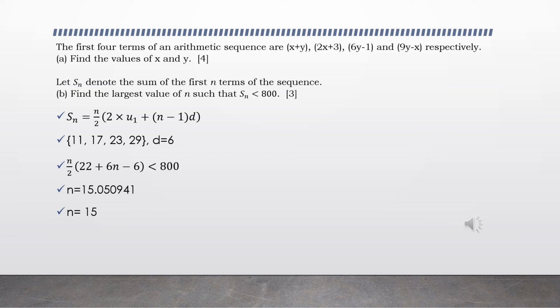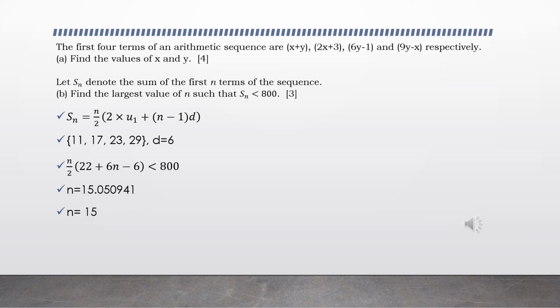So we can find already the first four terms. I already did the computation here. The first four terms are 11, 17, 23, and 29. That is using again x equals 7 and y equals 4. So this will give me a common difference of 6.